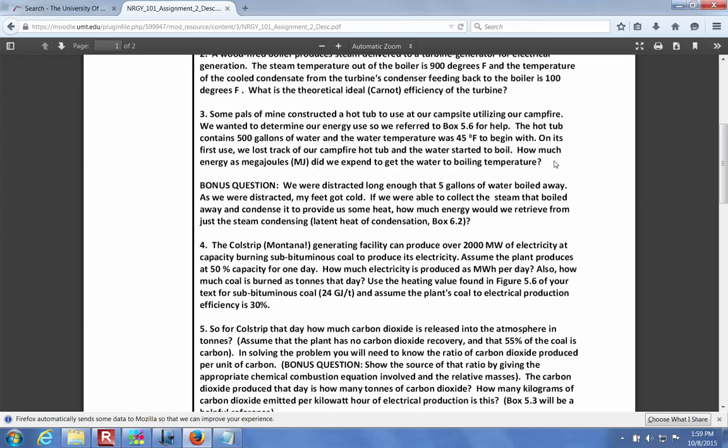The hot tub contains 500 gallons of water, so we're going to get wet. The water temperature was 45 degrees Fahrenheit to begin with. On its first use, we lost track of our campfire hot tub, and the water started to boil. How much energy did we expend?